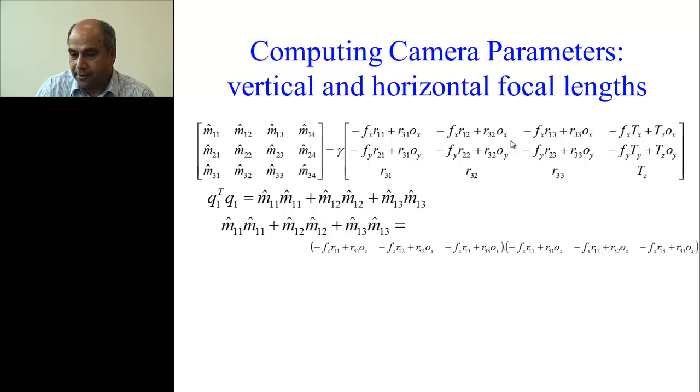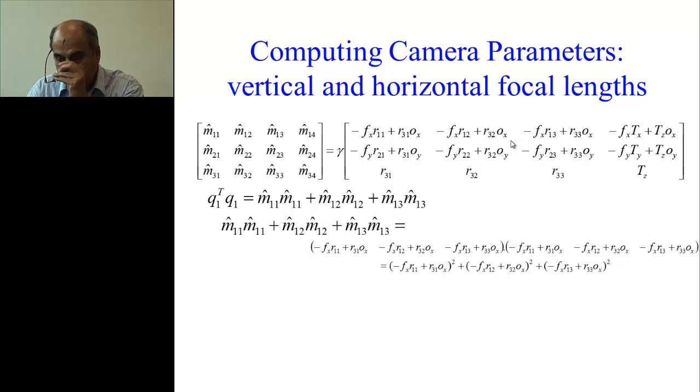This multiply with this plus this multiply with this. Oh, I'm sorry. This multiply with itself, this multiply with itself, and like that. So we do the same thing here, and this is the first row from this, and this is the first row from that. So doing that, we will get here, as you see, minus fx r1 whole square, then this one whole square and this one whole square.